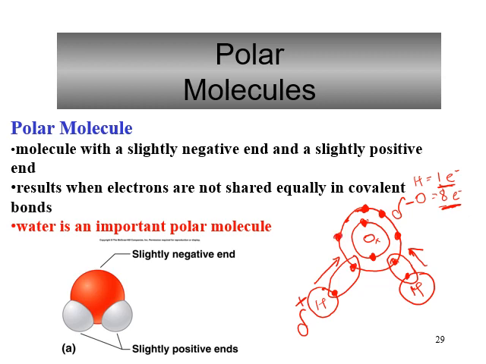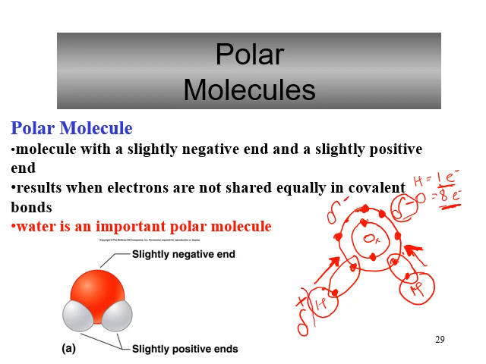Hydrogen shares its lone electron with oxygen to form a water molecule. However, oxygen is a really strong atom, so it ends up pulling the electron more towards itself. So the electrons move closer to the oxygen, giving the oxygen a slightly negative charge. We call it a delta negative.